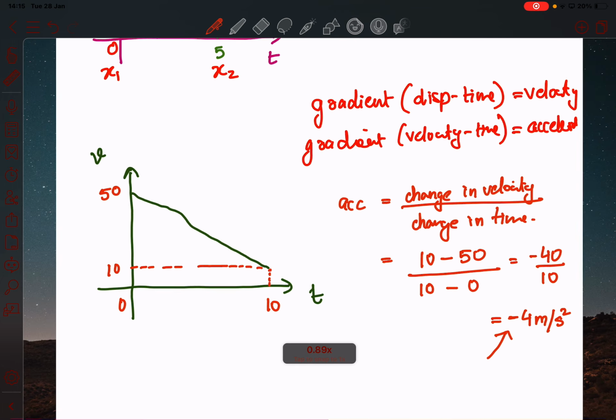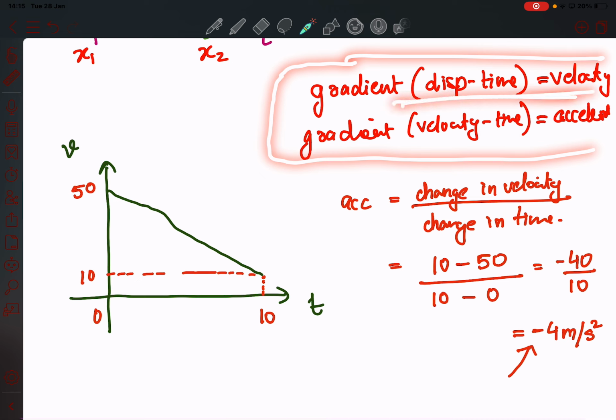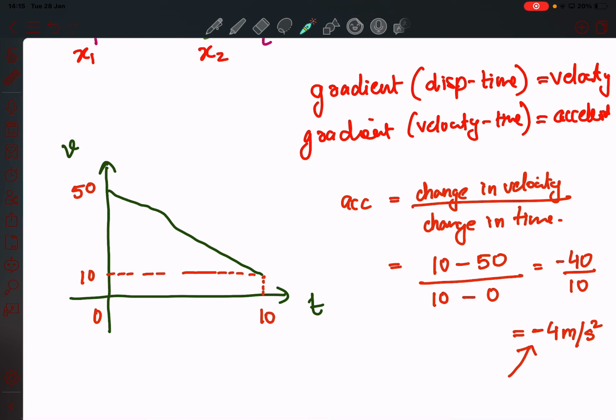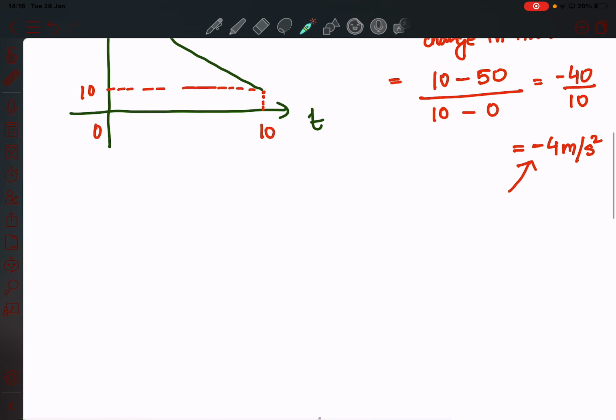So the initial ideas for this chapter: if you take the gradient of the displacement time graph, you get velocity. If you take the gradient of the velocity time graph, you get acceleration. So it's something that was already there, maybe we haven't seen it so far. It comes from the idea that when you calculate this, we are basically doing y2 minus y1 over x2 minus x1, which is in fact the gradient that we know from GCSE. So this is GCSE.